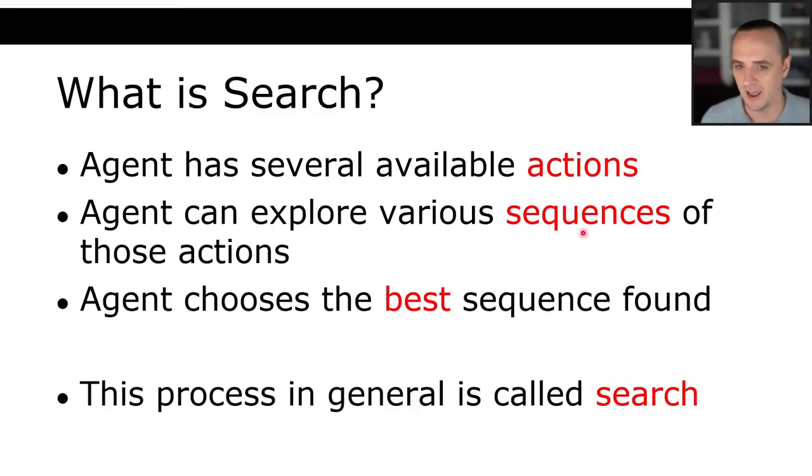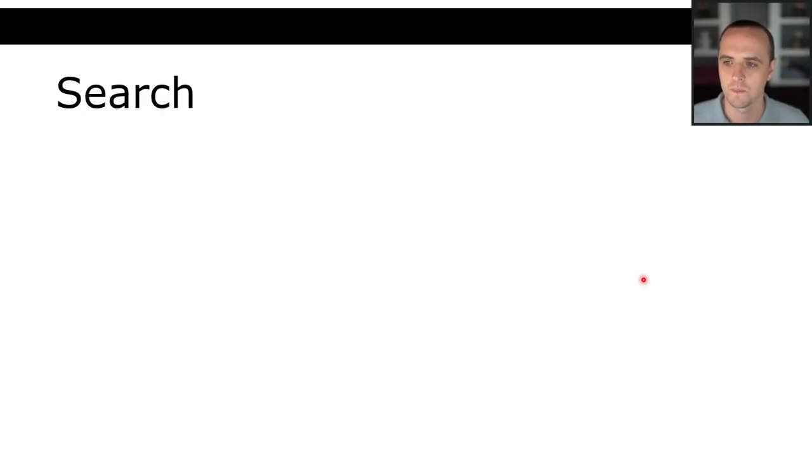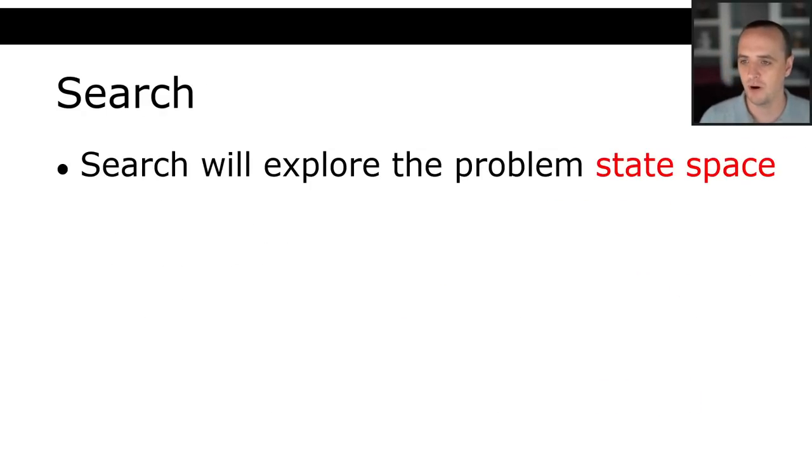So I have a bunch of different actions. I'm going to explore using those actions. And then the best sequence of actions that I found, that's what my search, meaning I've tried a bunch of different things. I searched for the best solution. And I'm going to take the best sequence that I found if I found one that satisfied the goal. So search is the process of exploring the problem state space.